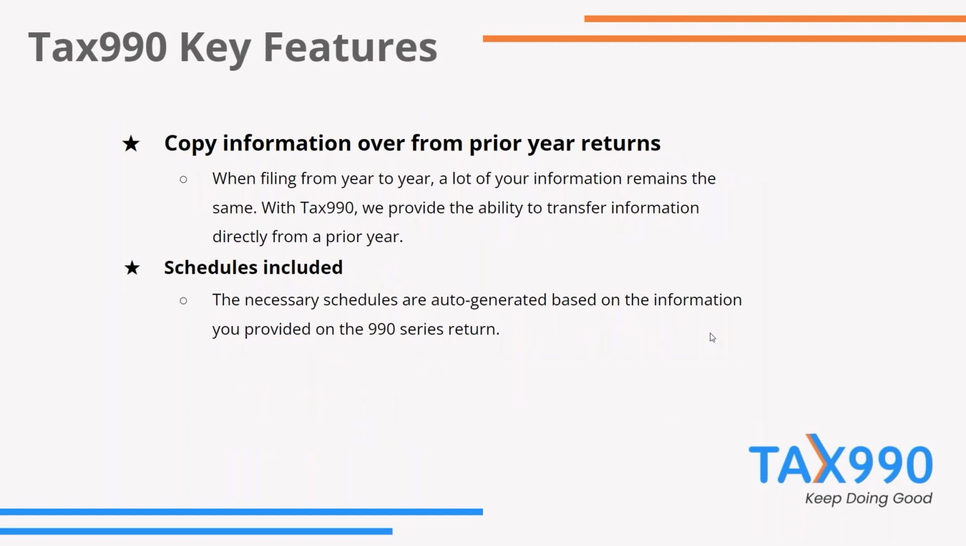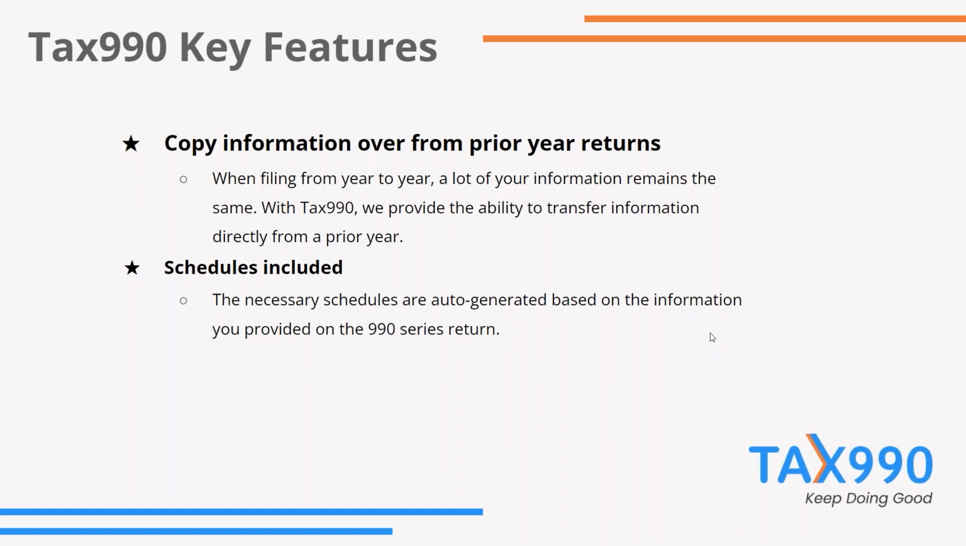When you file from year to year with Tax 990, a lot of the information remains the same. So we provide the ability to transfer information directly from a prior year. When filing consecutive years, the organization information, public charity status, books are in the care of details, Schedule B contributor names and addresses, list of officers, and prior year revenue and expenses can all be transferred to the current year return. But that is an optional feature, and the information can be changed once the transfer is made, so it leaves it very customizable for you.